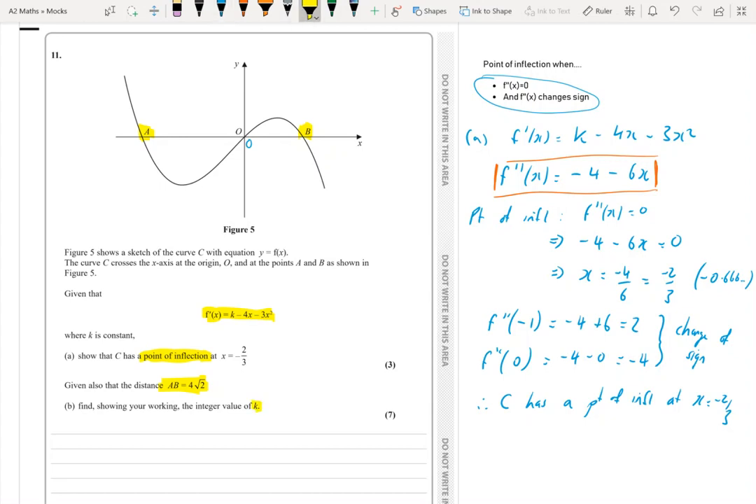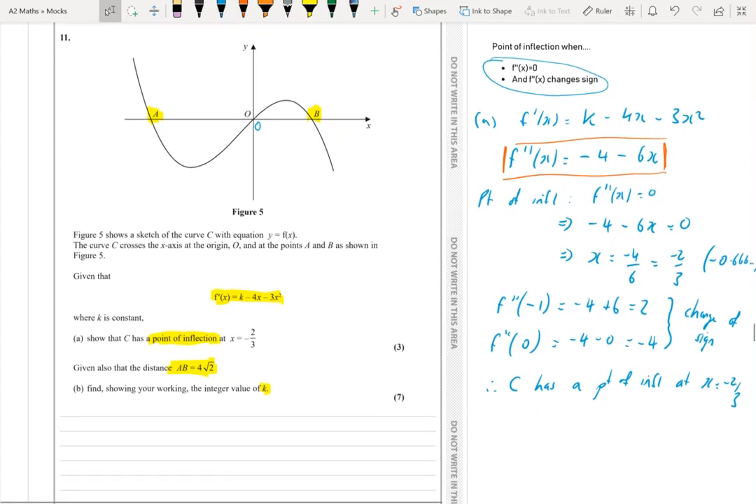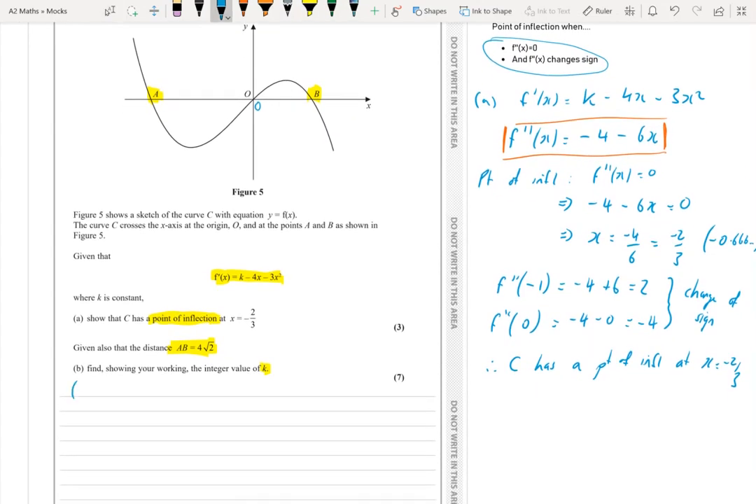value of missing k. Okay, so if we're now talking about intercepts, points A and B, those are where the function f equals 0. So the points A and B are where f of x equals 0. So we need to talk about f now. We don't know f, we only know f dash from the original question, so we need to integrate that.